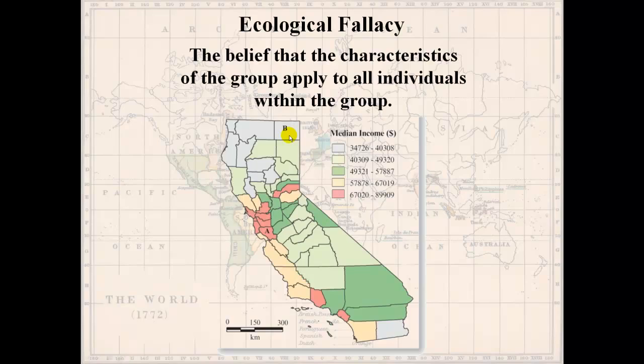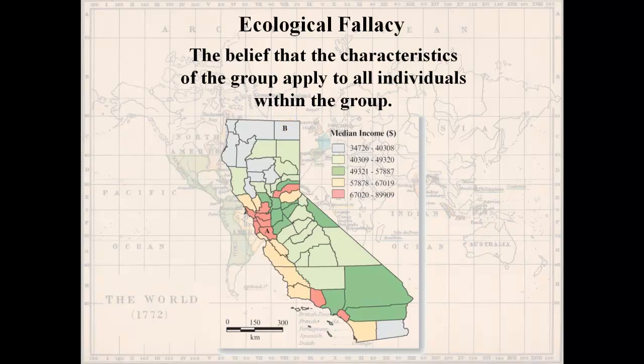But really, there's bound to be people that are rich in that county and people that are really poor in that county. But since we report a single number or a single color for that single county, there's a tendency for you to think that everything inside of that county is the same. So that's what the ecological fallacy is about. It's about the characteristics of the group, in this case the median, being applied to all individuals within the group.